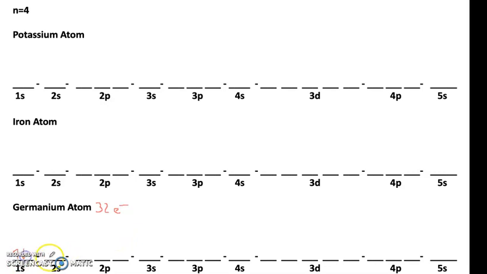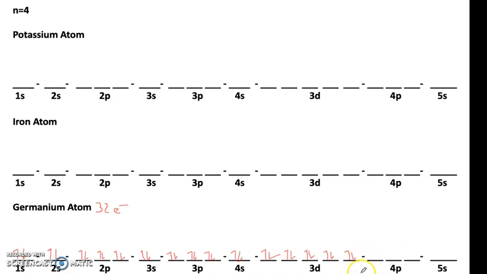1, 2, 3, 4, up, up, up, 7, 8, 9, 10, 11, 12, up, up, up, 15, 16, 17, 18, 19, 20. Okay, 12 more. 1, 2, 4, 5. Notice I'm going up, up, up, then down, down, down. Okay, which brings me to the 4p, and I have two electrons left over.